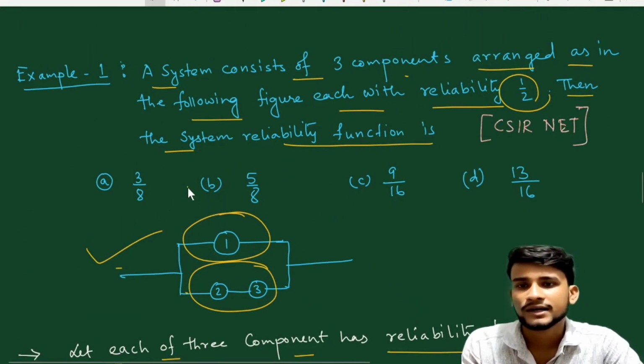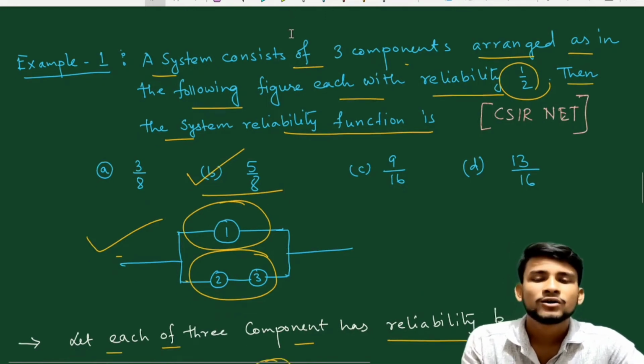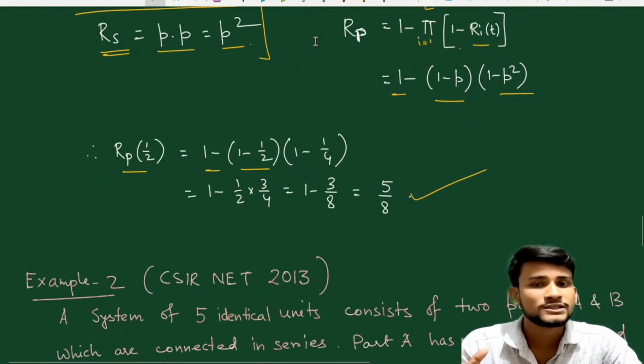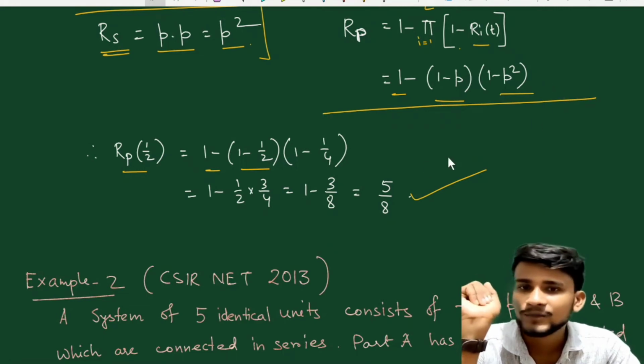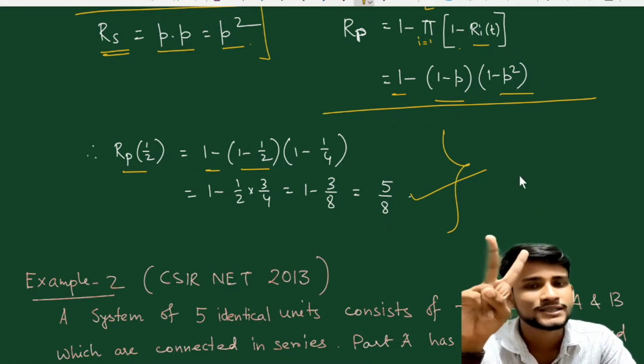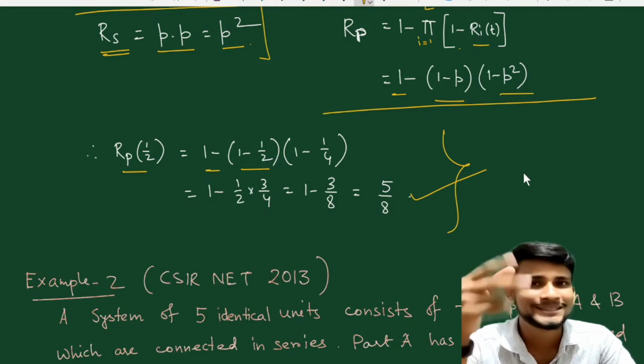So the correct answer is 5 by 8, option number B. These two questions were mixed in CSIR NET: one is this question, given a general value p, and one is this question. I mixed these two questions into one question.